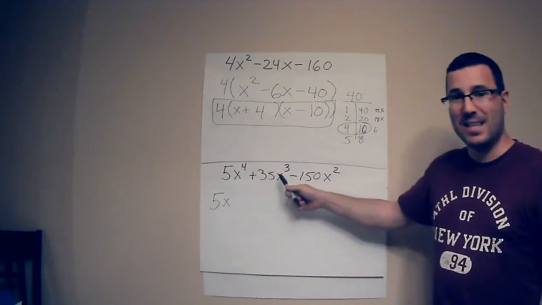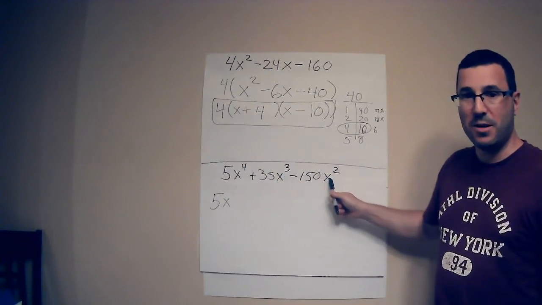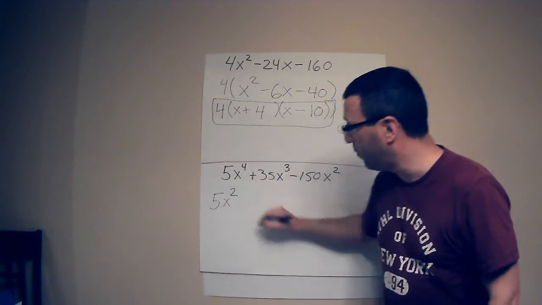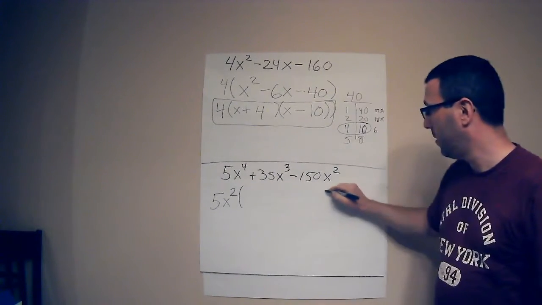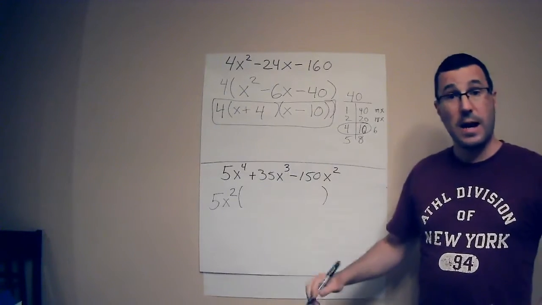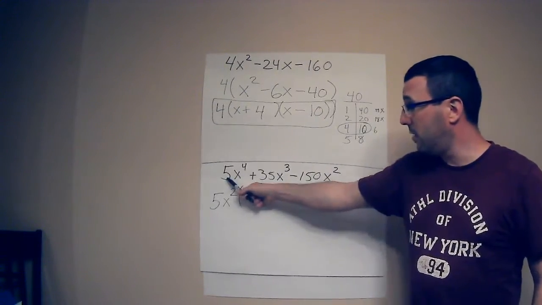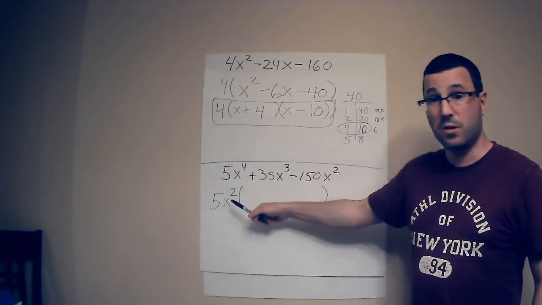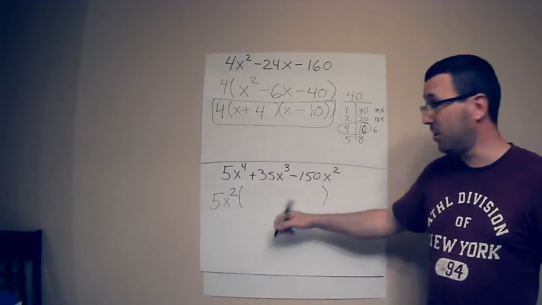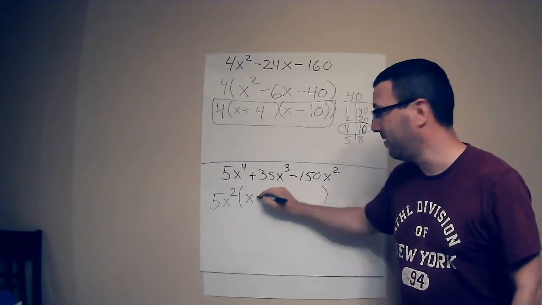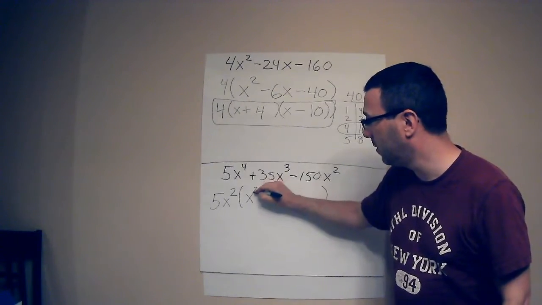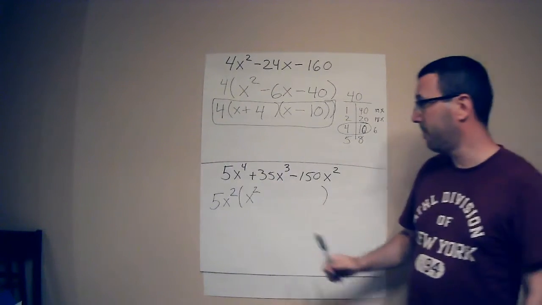Look which one has the smallest exponent, and it would be here, the 2. So put the 2 there. Big parentheses. Divide everything. This divided by 5 is just going to be the x to the 4th, but x to the 4th divided by x to the 2nd is x to the 2nd.